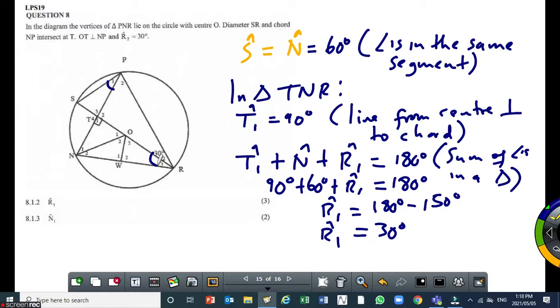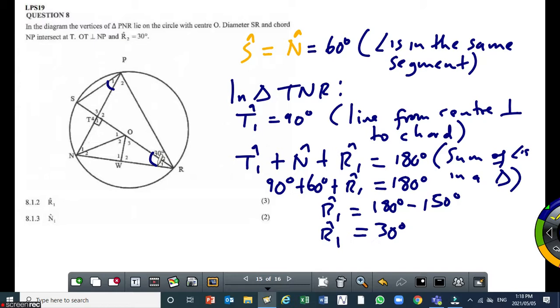Why T3 is 90: it is vertically opposite to T1, and you must know why T3 is also equal to 90 degrees. Then use the sum of angles in a triangle to get P1. Then you say P1 is equal to R1. That's fine, and that's correct as well. If you say P1 is equal to R1, it's because of angles in the same circle. But if you have to find P1 using the sum of angles in a triangle, you add S and T3, subtract from 180, then you get P1.